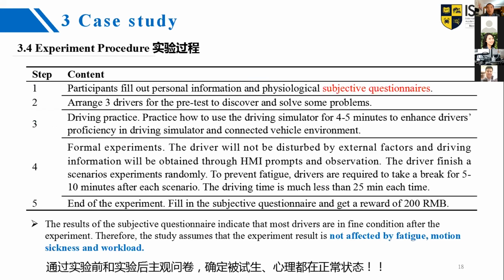The table shows the experiment procedure. It contains 5 steps. The first step and the last step are both related to subjective questionnaire. The results of the questionnaire indicate that drivers are in fine condition after the experiment. Step 2 to 4 are the driving practice and formal experiments. The driving time is less than 25 minutes each time.